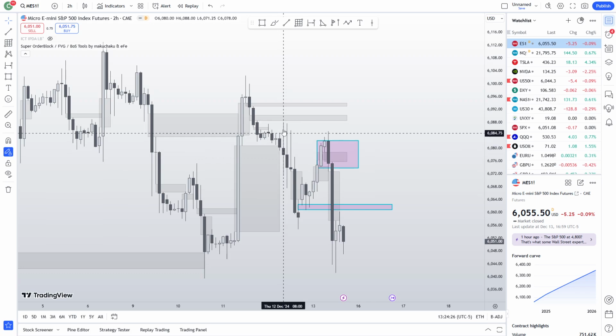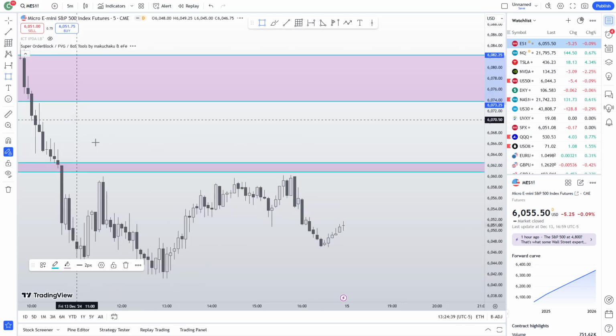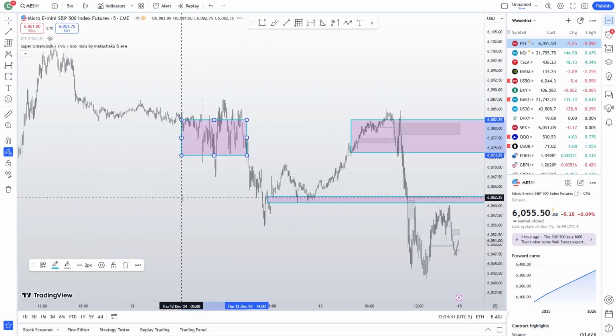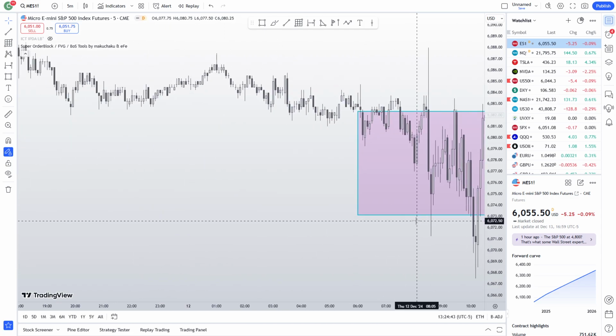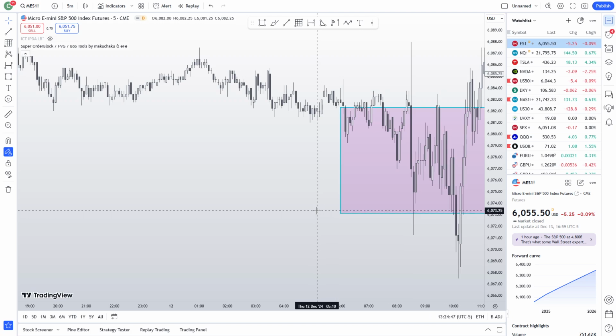Yes, it's wicking above 100%. 100% wicking above. Don't even think for a second that it's not. But is it closing under? Yes. And that's so important because it's not a 5-minute or something super small. It looks completely bullish.